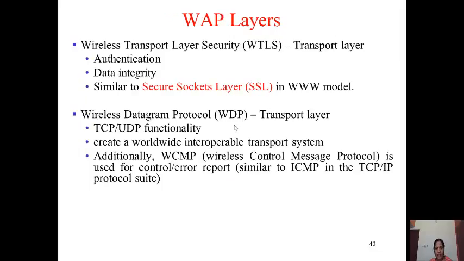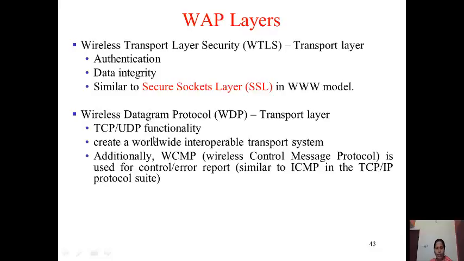Then you have the transport layer security: authentication, data integrity, and creating a secure socket layer are very typical tasks, similar to the World Wide Web model. So security aspects are taken care of. I'm sure all of us are familiar with the difference between authentication and encryption. Authentication is the first level to ensure authorized access, and subsequently we go ahead with hard security algorithms to ensure secure transmissions. And the next layer is your transport layer.